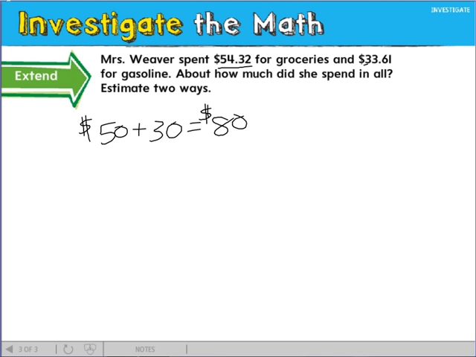What would be another way that I could estimate this answer? Round to the ones place. That would be another good way. So 54 and 32 hundredths, if I round to the ones place, it's going to be 54. Then I'm going to add that to 33 and 61 hundredths, which if I round to the ones place, it's going to go up because there's a 6 in the tenths. So that's going to be 34, which will equal 88. All right. So there are two different ways that I can estimate my answer for this word problem.